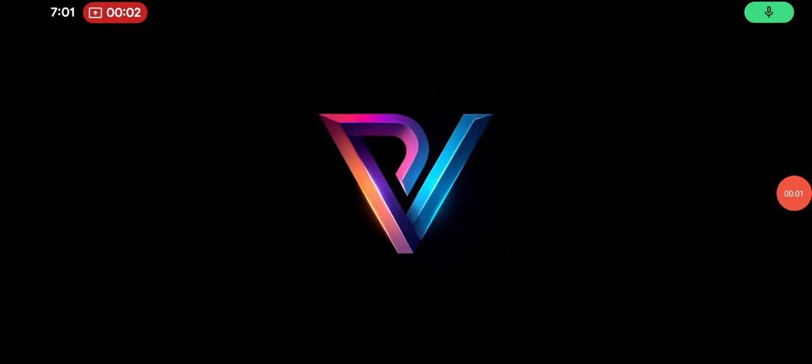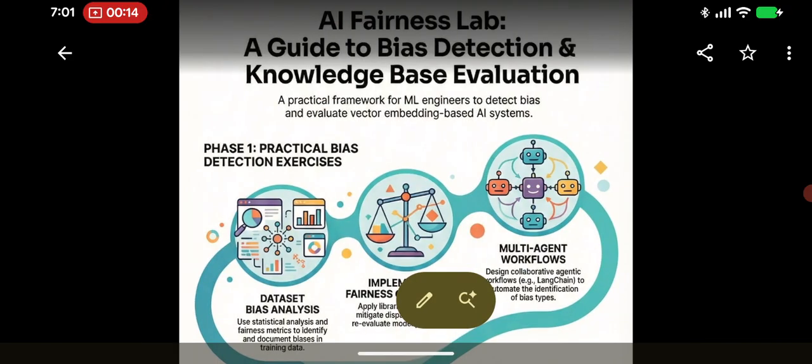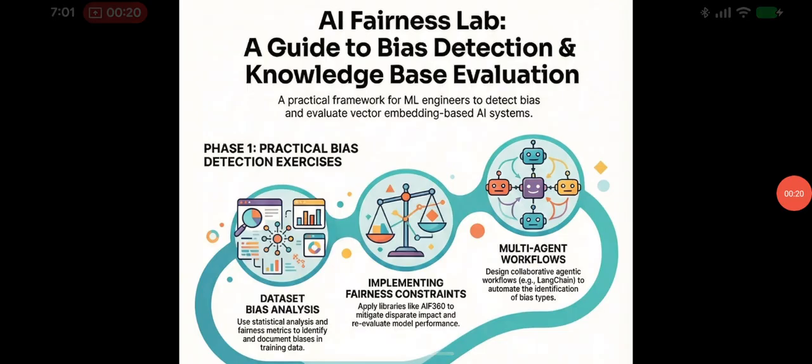Hello friends, in the earlier video we discussed the theory of how to do bias evaluation and knowledge base testing. So let's do the practical and understand how to do bias detection and knowledge base evaluation, right? We will consider an example where knowledge base vector embedding data has been stored in a knowledge base.